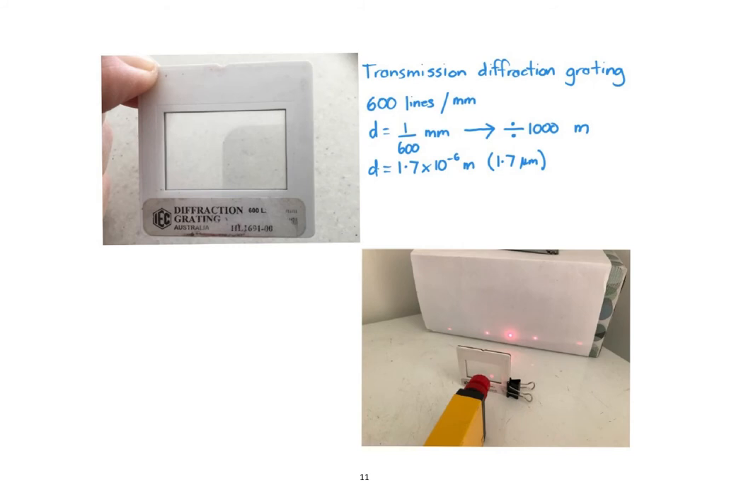If we want to work out how far is it between lines, if there's 600 lines per millimetre, we go 1 divide 600, and that tells us how many millimetres there is between each line, but we want to convert millimetres into metres. So we've got to divide by 1,000 because there's 1,000 millimetres in a metre. So that tells us the distance between each of the lines on this transmission grating is 1.7 times 10 to the minus 6 metres, or 1.7 microns. 10 to the minus 6 metres is a micron.